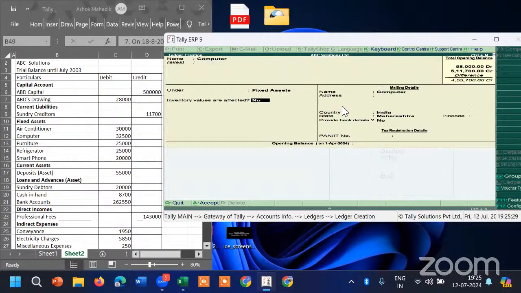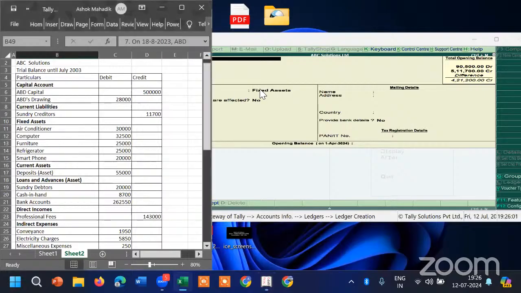Computer under fixed asset. Its value is 32,500. Be careful about the balance it shows. Computer done. Next, furniture.